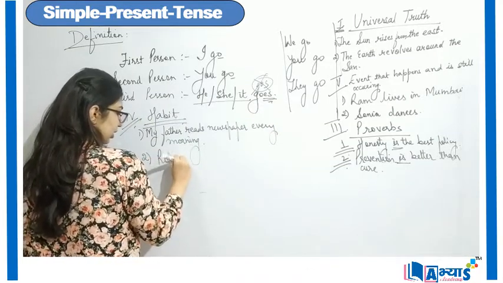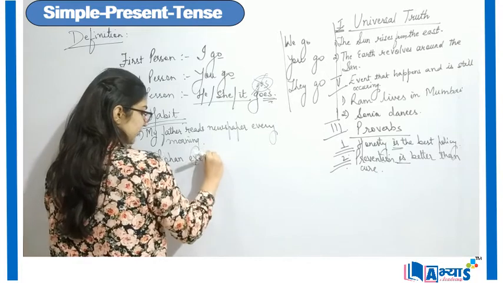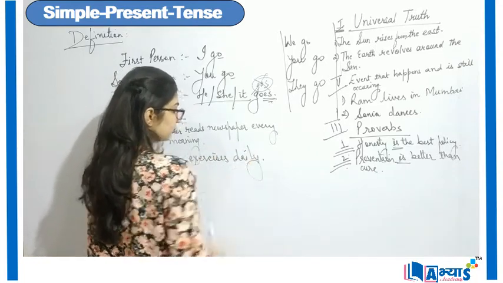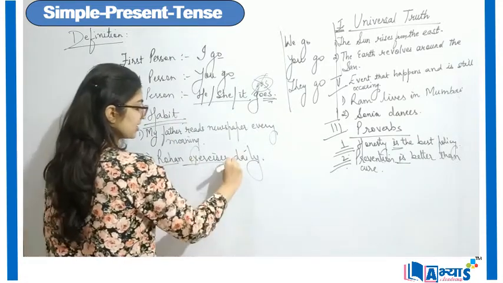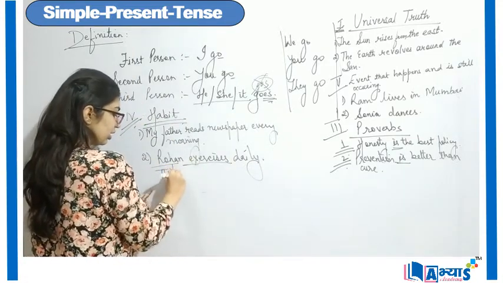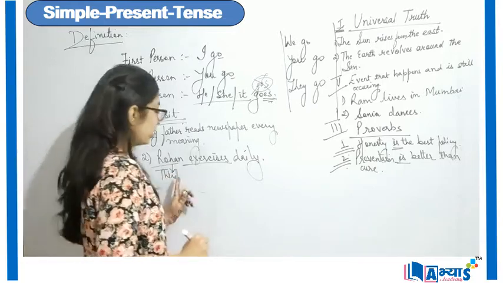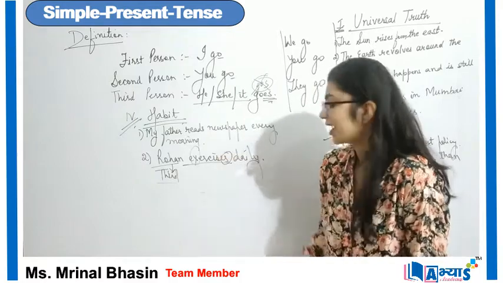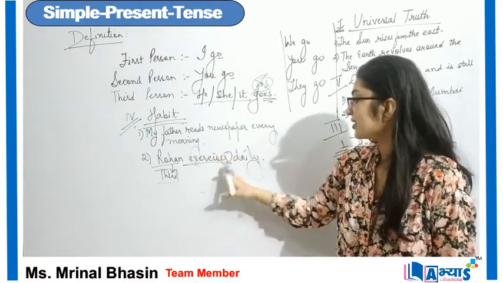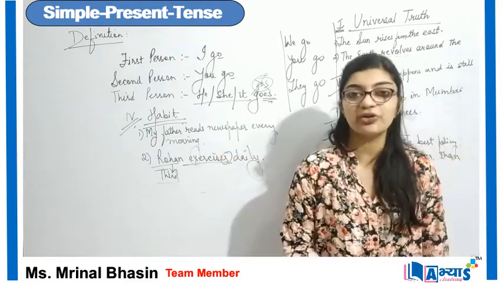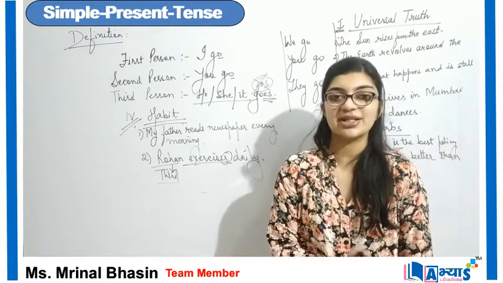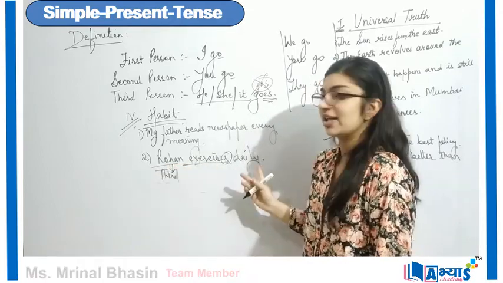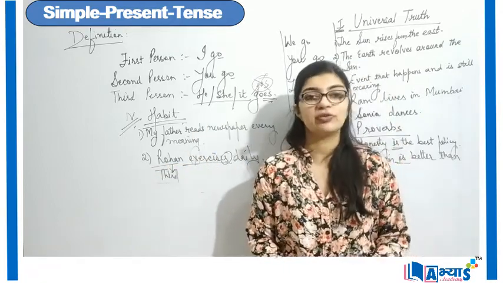Rohan exercises daily. Now, Rohan is a third form, right? So Rohan exercises daily. Again, S is there, right? Again, this is a habit of Rohan that he has to exercise daily. He cannot live without exercising. So "Rohan exercises daily" again represents the habit of that person.